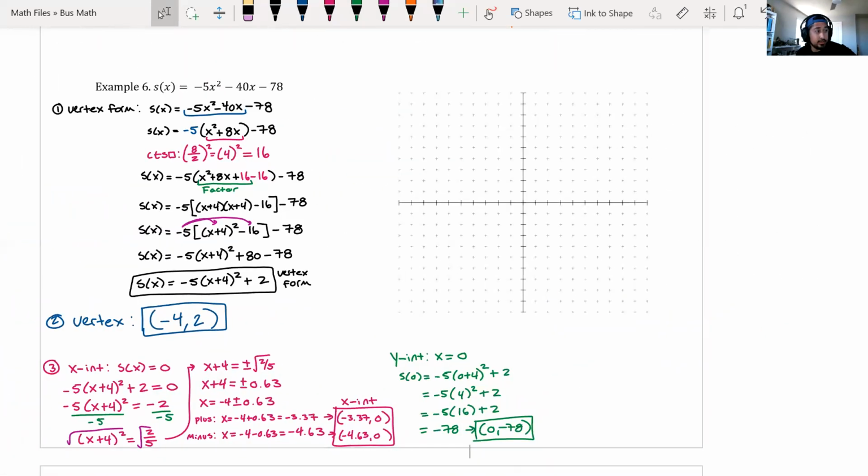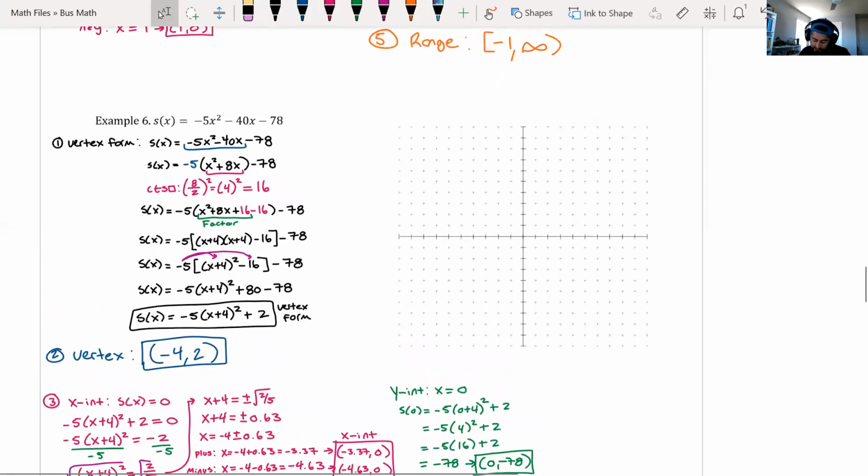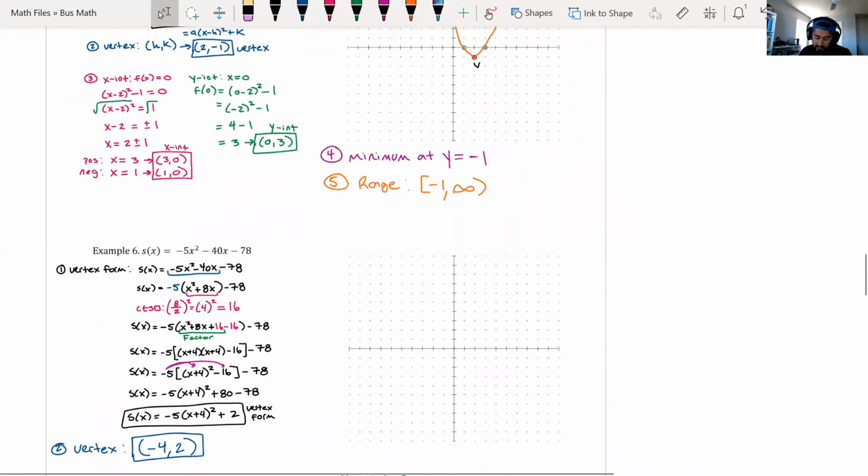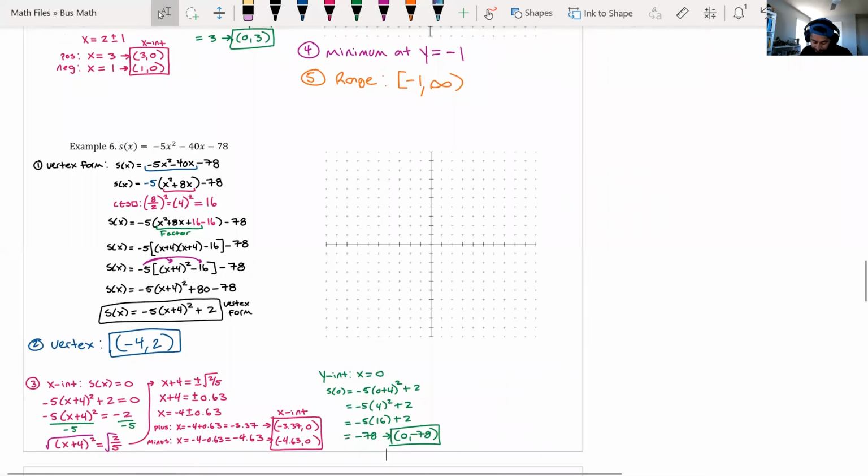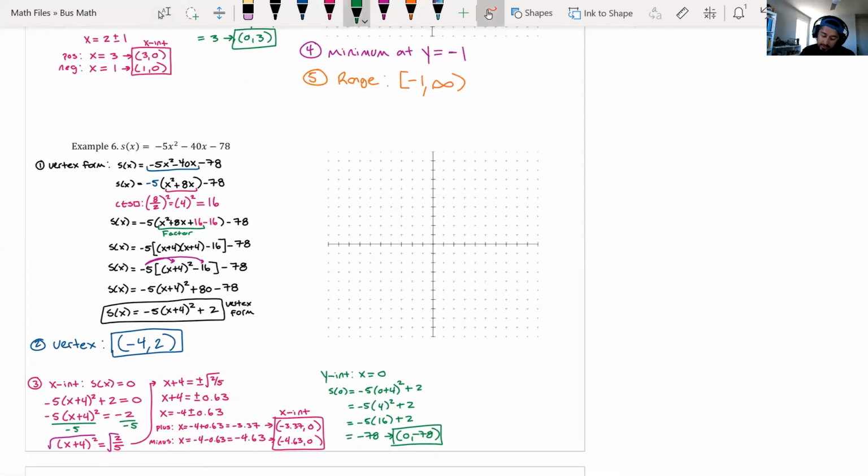Okay. So vertex form, vertex, x-intercept, y-intercept. Next is the minimum. And since my leading coefficient is negative, so for 4, if it's negative, we open down, which means that we're going to have a maximum at y equals the y value of my vertex, 2. Okay.